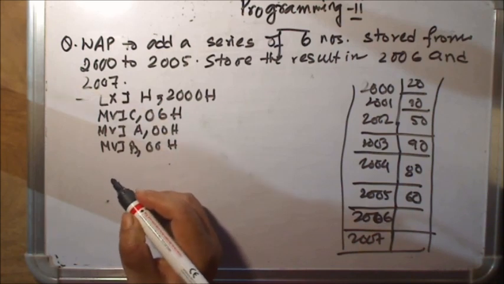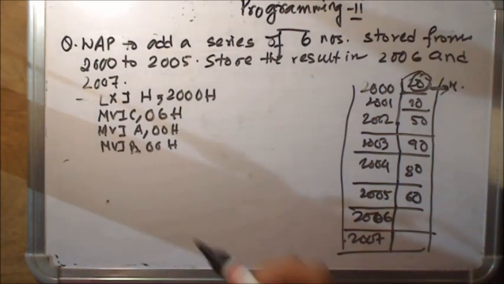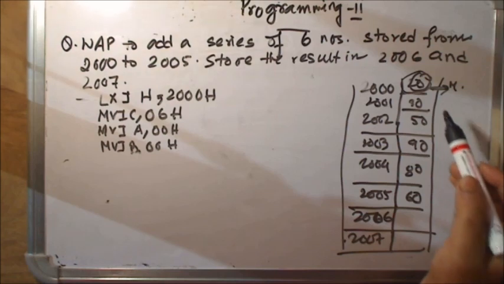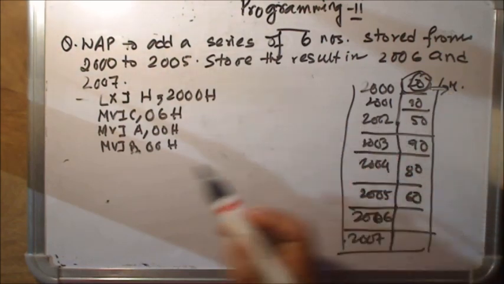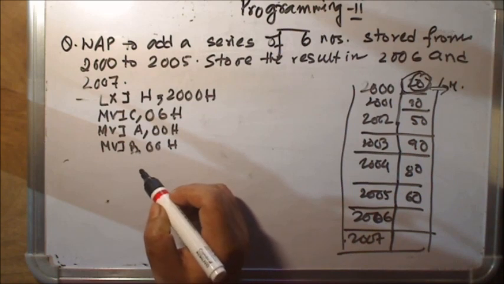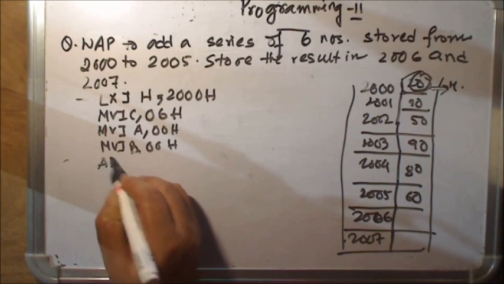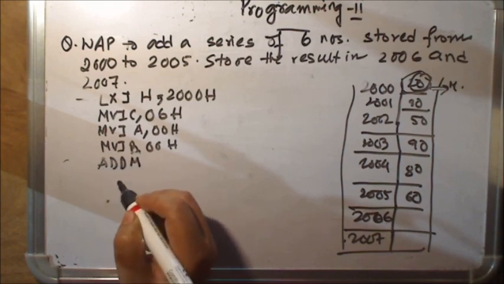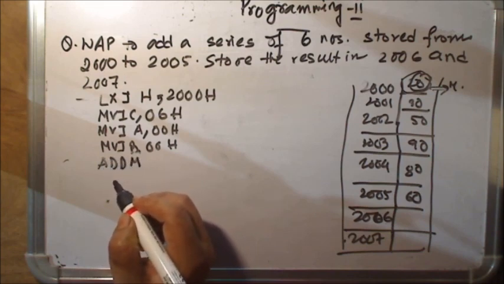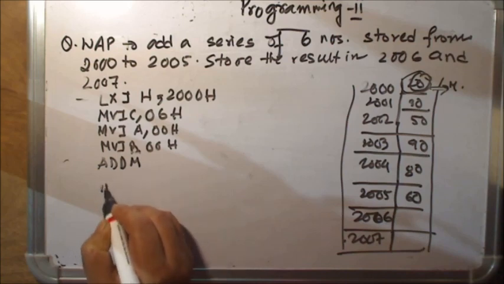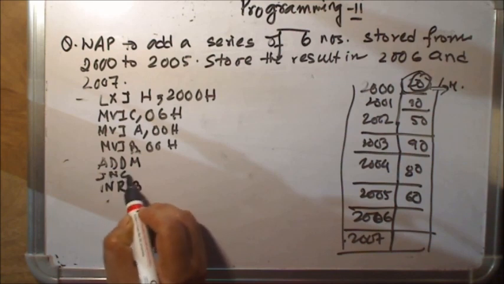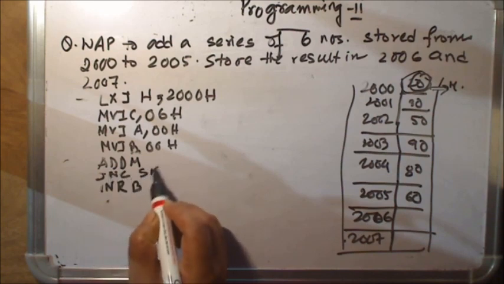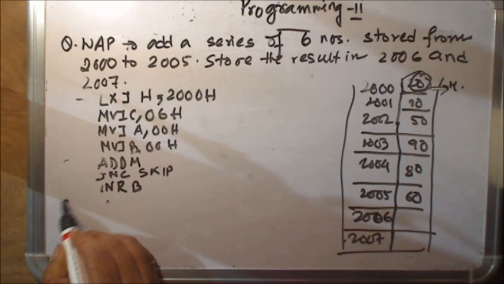Now who is pointing to the first number? M. Okay, M is pointing to our first number. So add the first number to the sum, that is A. How will we write it? ADD M, right? Then if there is a carry, increment the carry register, that is INR B. But if there is no carry, JNC skip. If there is no carry, we will skip.